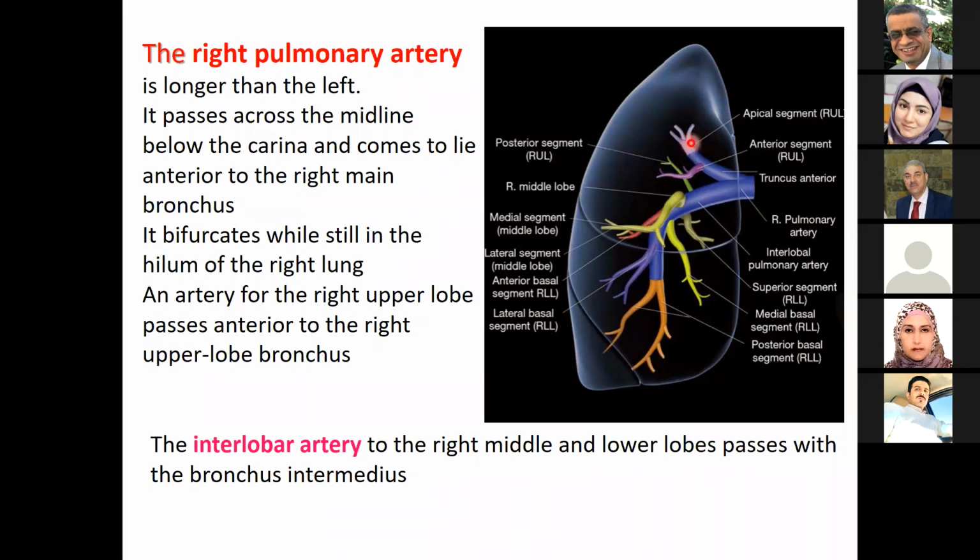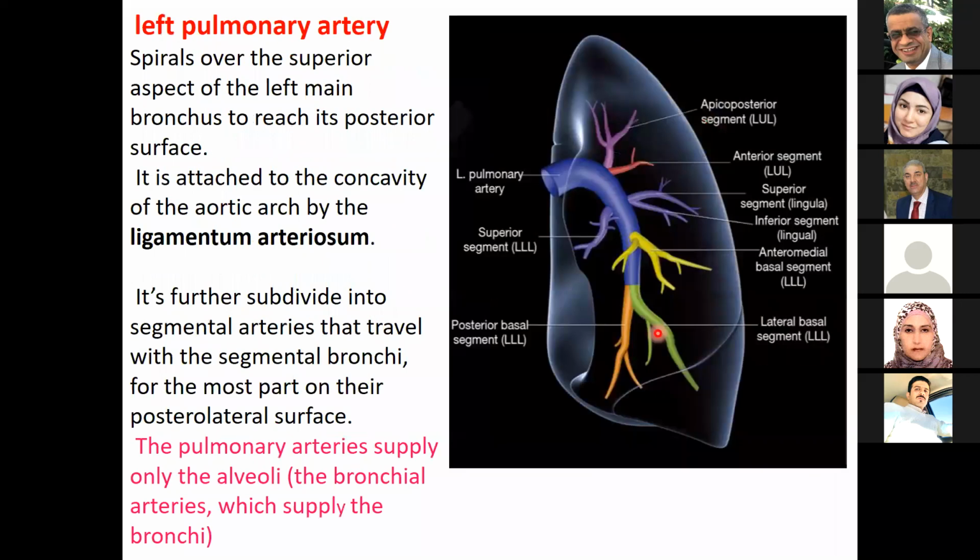The left pulmonary artery spirals over the superior aspect of the left main bronchus to reach its posterior surface. It is attached to the concavity of the aortic arch by the ligamentum arteriosum. It is further subdivided into the segmental arteries that travel with the segmental bronchi, for the most part on their posterolateral surface.